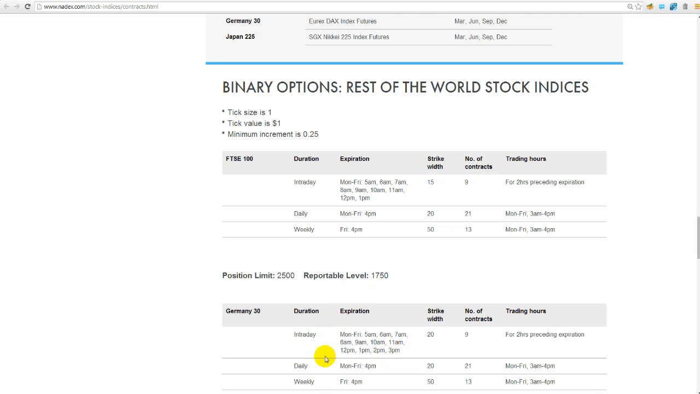Okay. So, let's see. Those are all Eastern time. Yep. So that's a great question. I'm glad you asked that. Every time listed on Nadex is Eastern time.